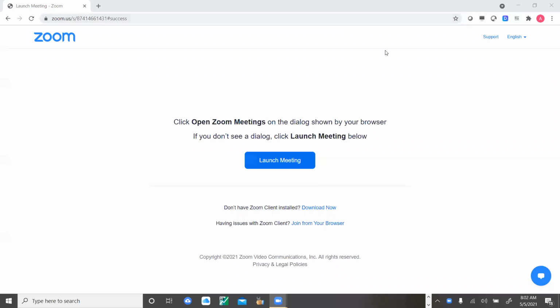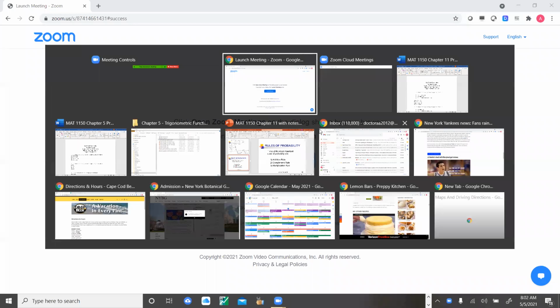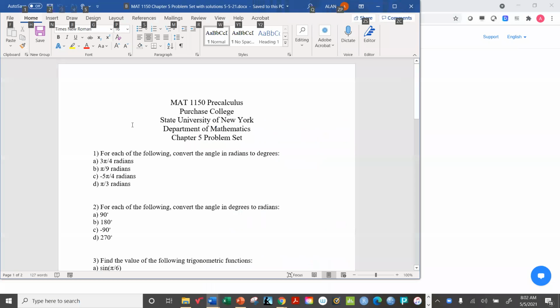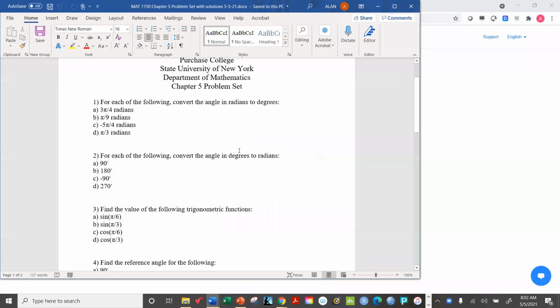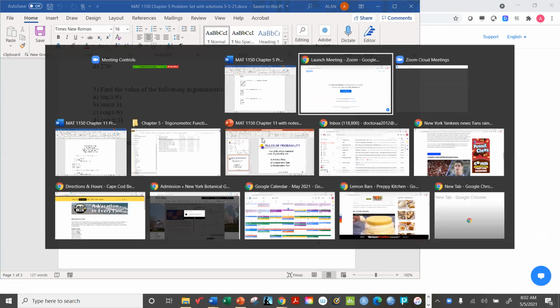All right, so a few things to do today. First of all, we have a couple of problem sets. We have a chapter 5 problem set, which is based on trigonometry. And then we have a chapter 11 problem set.